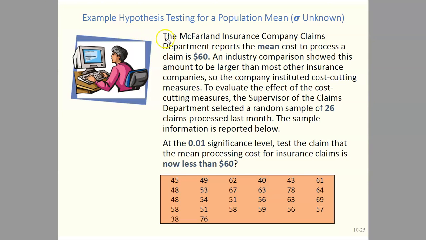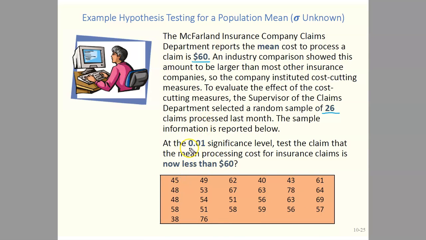In this example, the McFarland Insurance Company Claims Department reports that the mean cost to process a claim is $60. An industry comparison showed this amount to be larger than most other insurance companies, so the company instituted cost-cutting measures. To evaluate the effect of the cost-cutting measures, the supervisor of the claims department selected a random sample of 26 claims that were processed last month, and the sample information is reported down here. So here are the 26 costs.